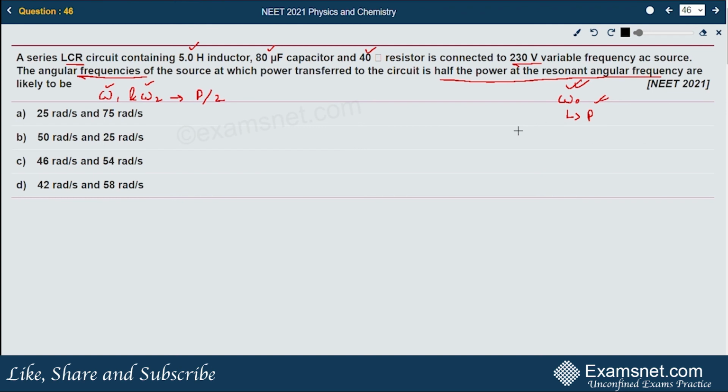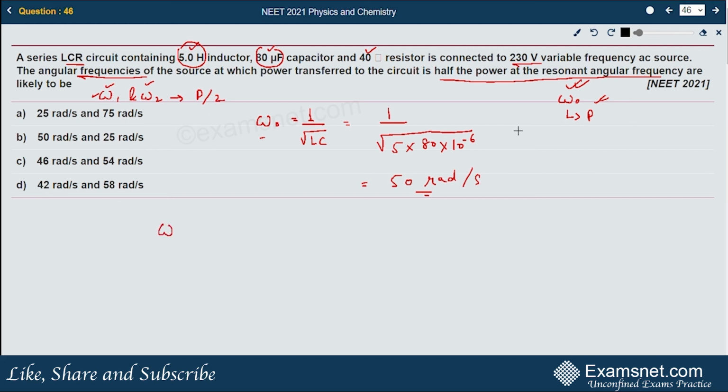First of all, we'll find omega naught, that is the resonant frequency, and it is given as omega naught equals 1 by root under L into C, where L is the inductance and C is the capacitance. Here the value of inductance is 5 Henry, so it is 5 into 80 microfarad, that means 80 into 10 to the power minus 6 farad. Now if we solve this, we'll get 50, and the unit for omega naught will be radian per second. Now we can find omega 1 and omega 2 using this formula.